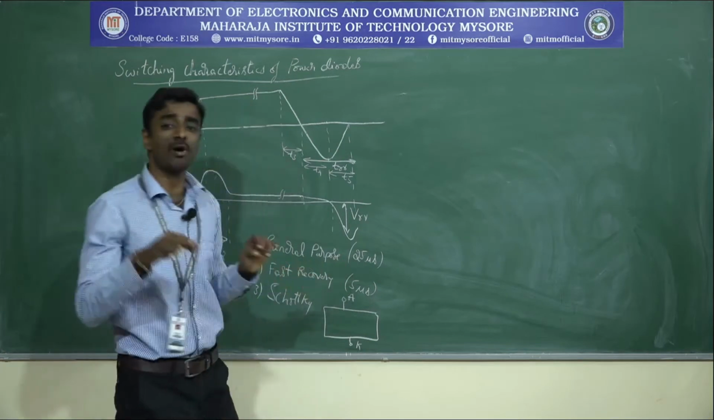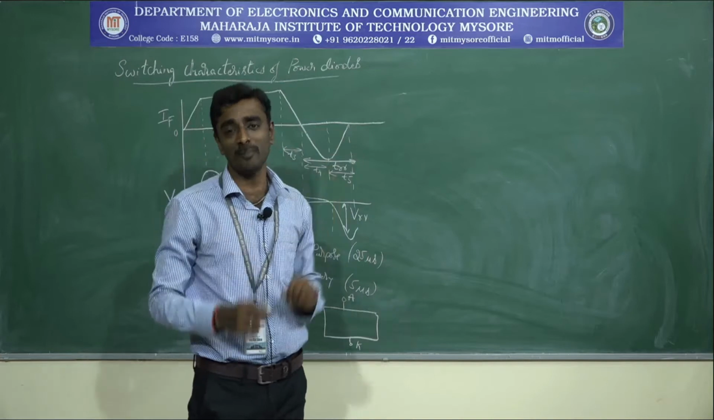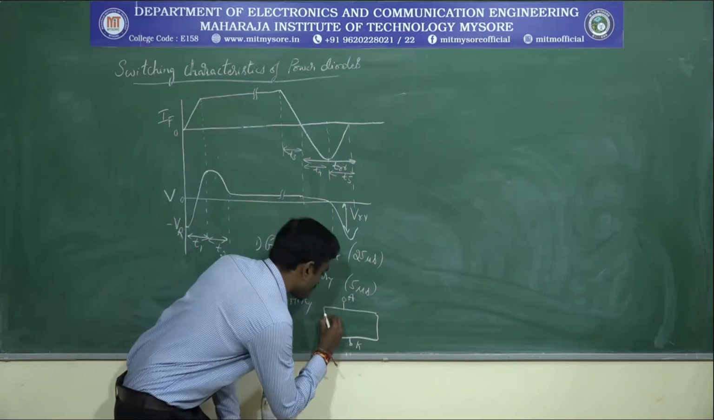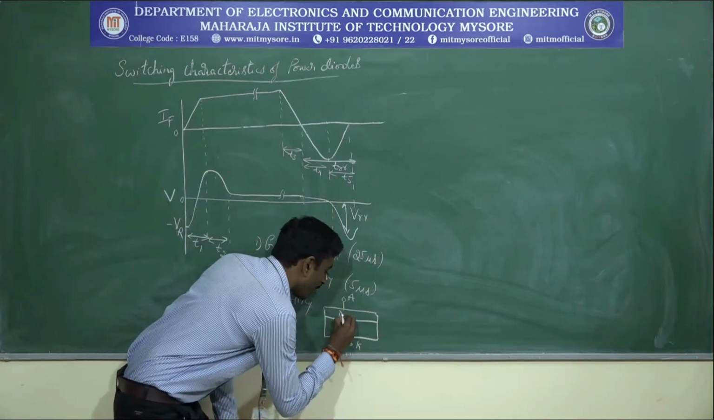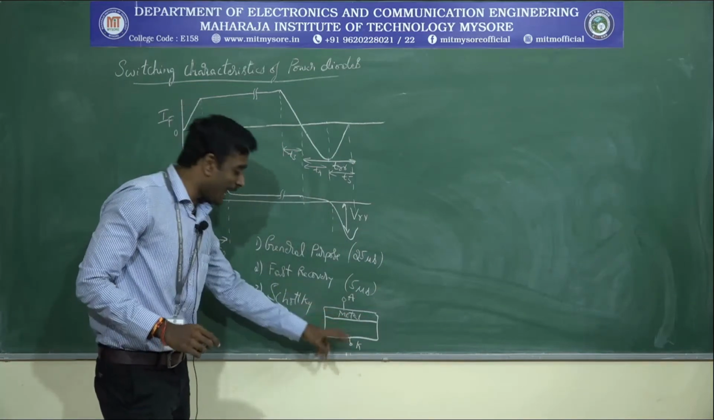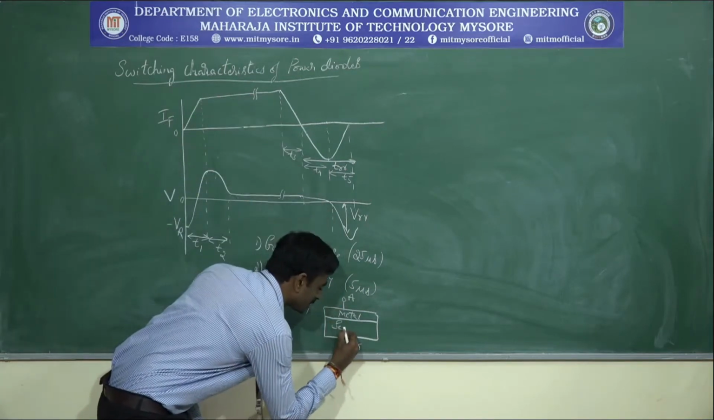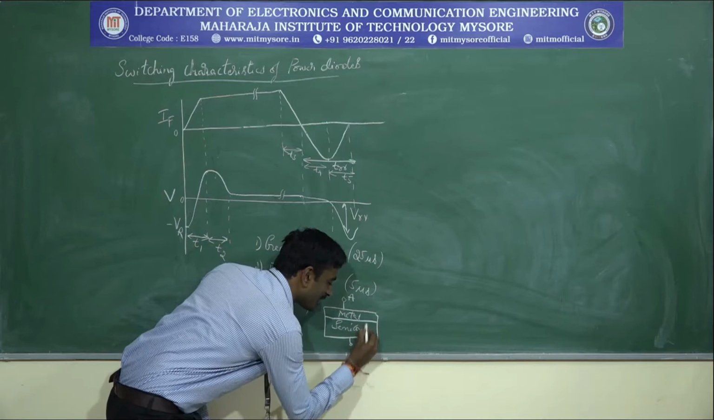In this case, instead of using a PN junction, I will be using a semiconductor material with a metal. The metal is connected to the anode part, and the cathode is connected to the semiconductor material.